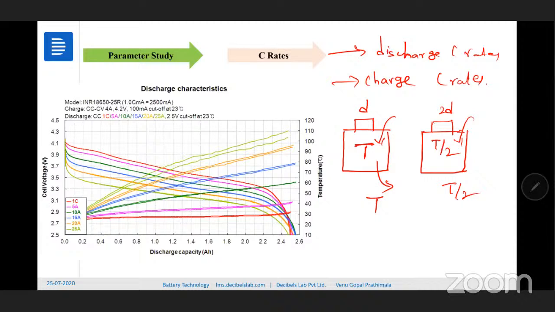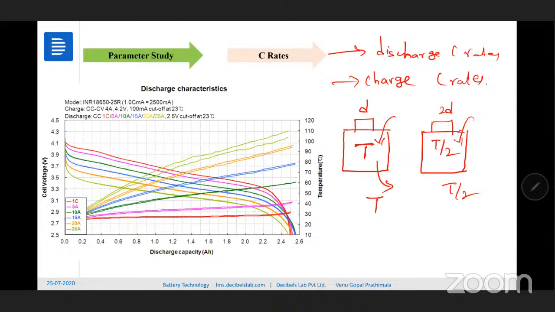Similarly, if you apply the same concept to cells, a cell with a high C rate can be discharged in less time and can be charged in less time. But it's not always preferred to charge or discharge at high rates. They will mention a continuous charge rate and peak charge rates, so we have to go according to the specifications.